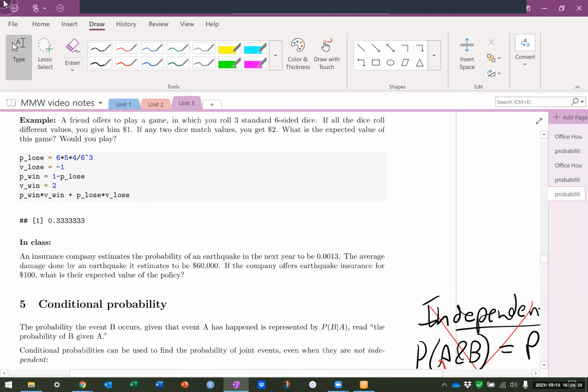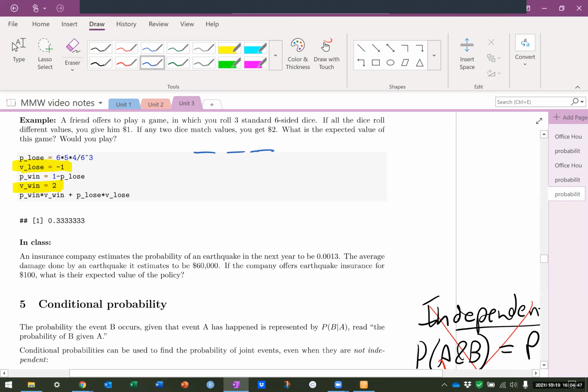I did it this way. I used some code, so I'll explain this. The value of losing was you lose $1. The value of winning was you gain $2. And so what's the probability of losing? That's actually the easier one to calculate.